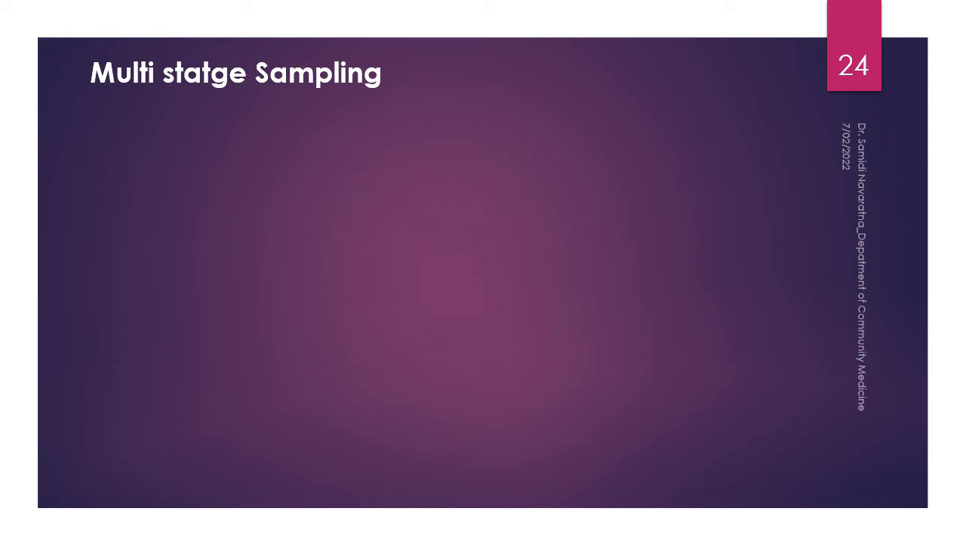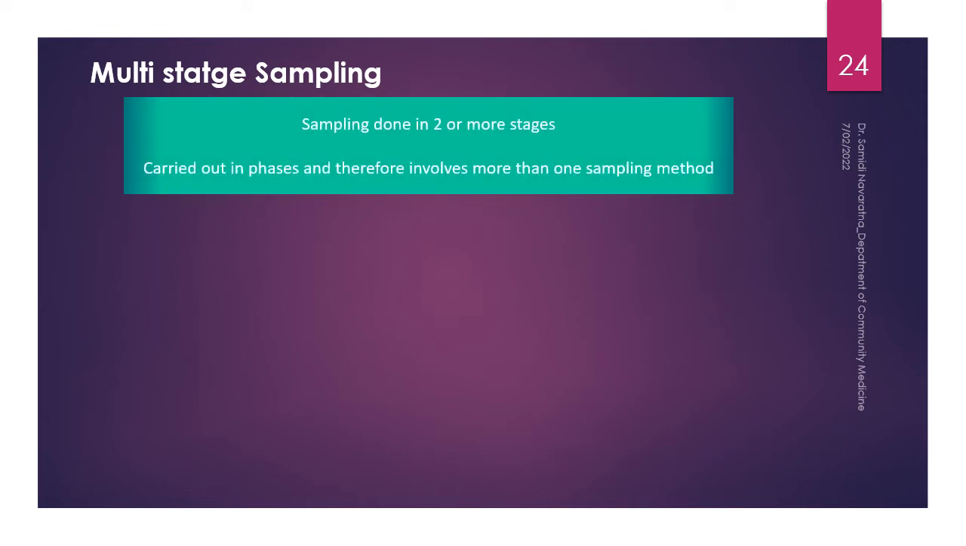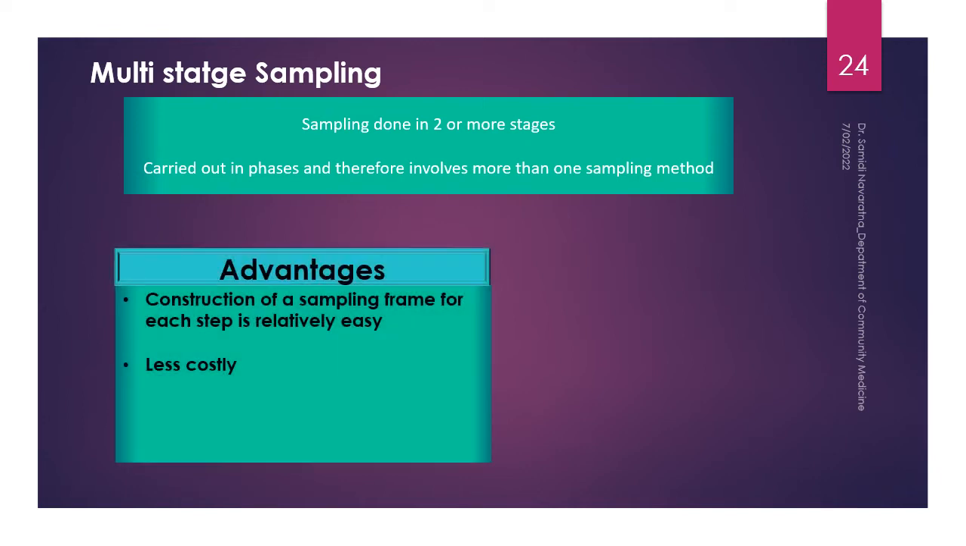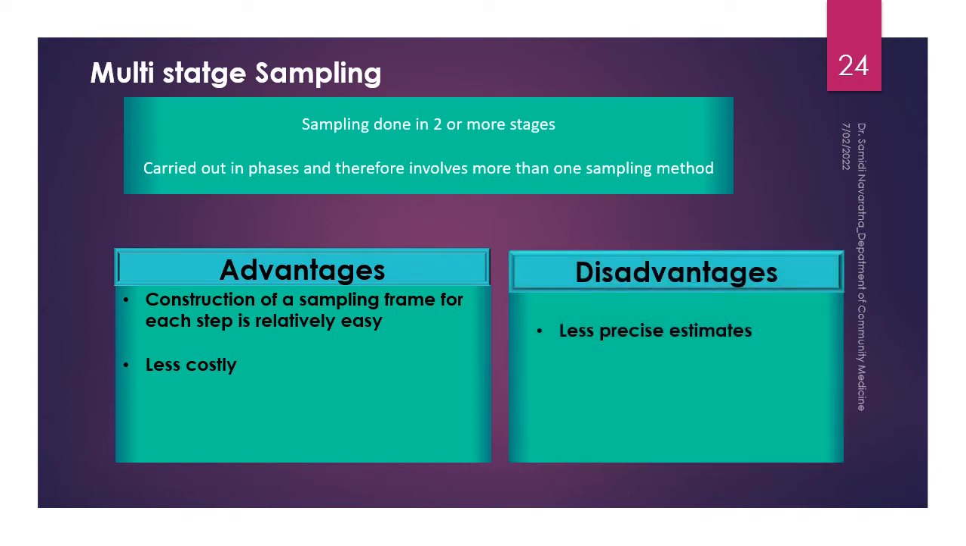So moving on to multi-stage sampling. This is actually a mixture of sampling methods. Sampling is done in 2 or more stages, carried out in phases, and therefore involves more than one sampling method. So what are the advantages? Construction of a sampling frame for each step is relatively easy and less costly. And the disadvantage is less precise estimates.